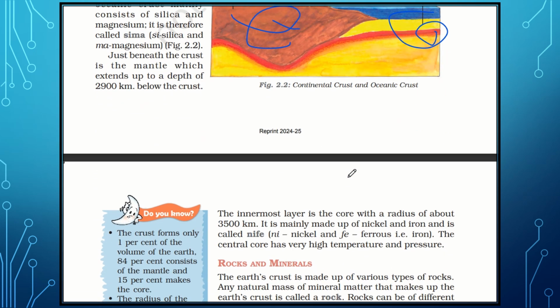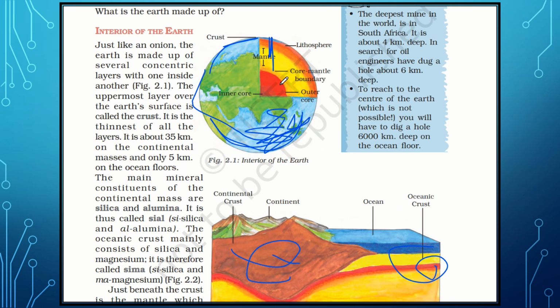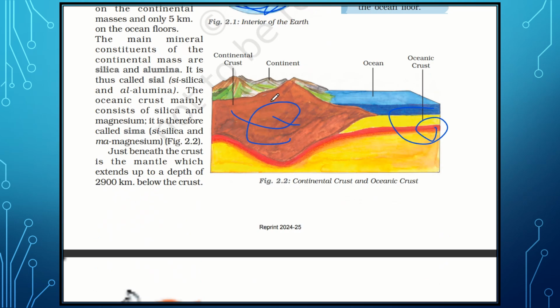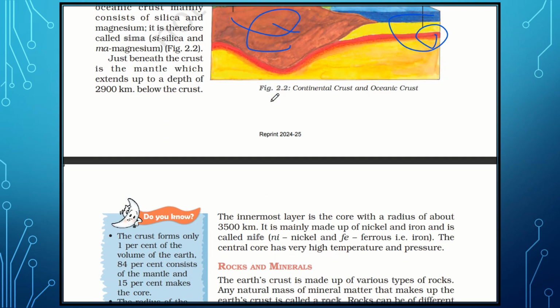The innermost layer is the core with a radius of about 3,500 kilometer. After the mantle you can see the core here, which has the core-mantle boundary, the outer core, and the inner core in red color. It is mainly made up of nickel and iron, and it is also called NiFe. Ni for nickel, Fe for ferrous. The central core has very high temperature and pressure.